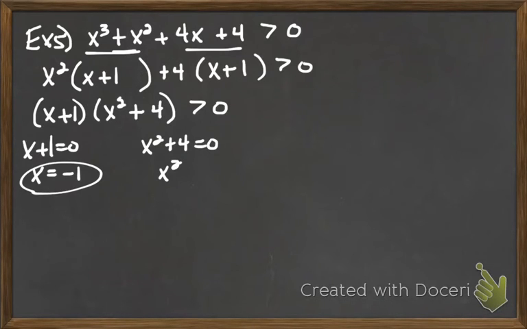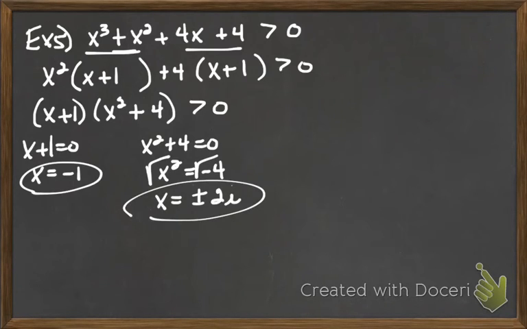But if you set x squared plus 4 equal to 0, then x squared plus 4 won't factor, so you have to move the 4 over. It becomes negative, and then once you take the square root of both sides, you get plus or minus what? 2i. Okay? And plus or minus 2i is 2 imaginary solutions.